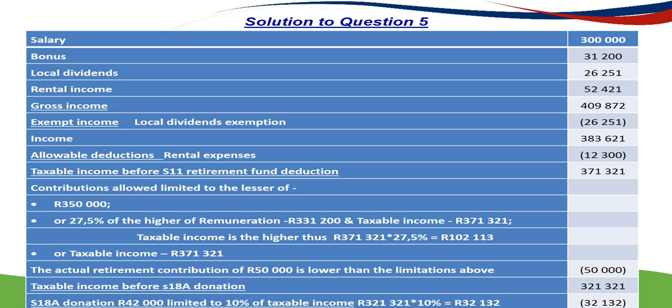income before the donation deduction. Because the limitation resulted in a lesser amount than the donation actually made, the balance of this donation not allowed in the current year will be allowed to be taken forward to the next year. We then deduct the allowable donation amount as calculated, 32,132, and the taxable income amounts to 289,189 rands.